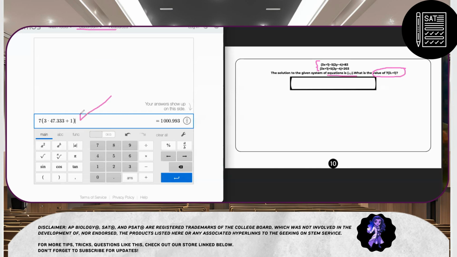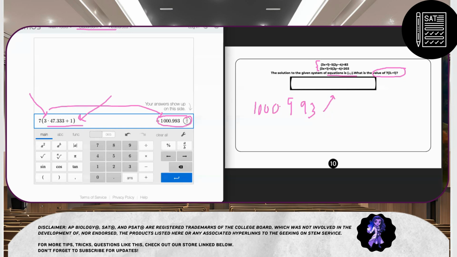Please note that I kept the parentheses in here. I want to point that out because that could throw your answer off, especially if you're using your handheld calculator. Once I plugged it in properly, I got this number here. So be careful, because you cannot just type in 1000.993 into the box that is provided for the exam.